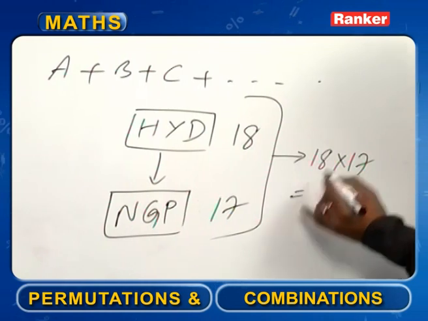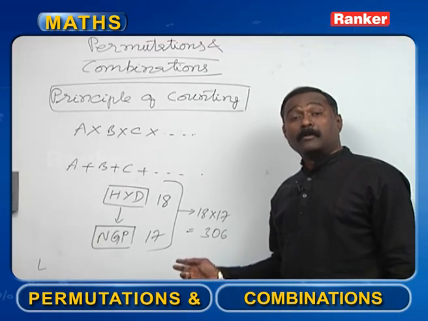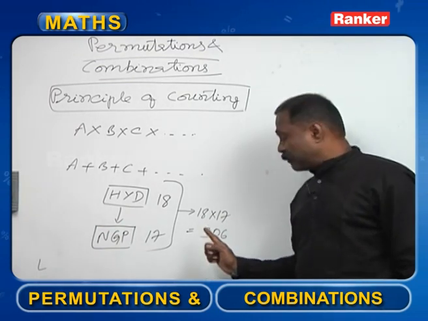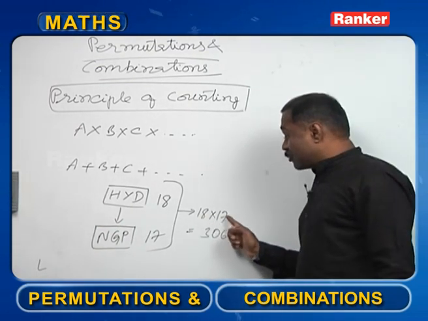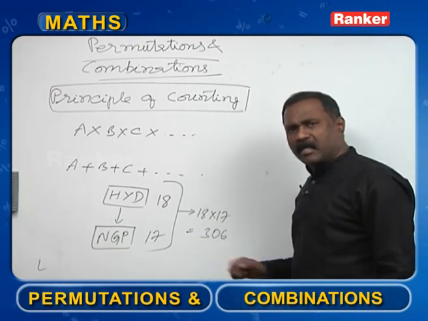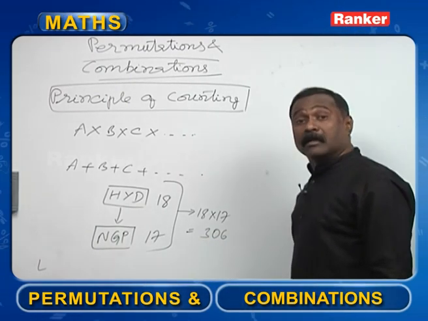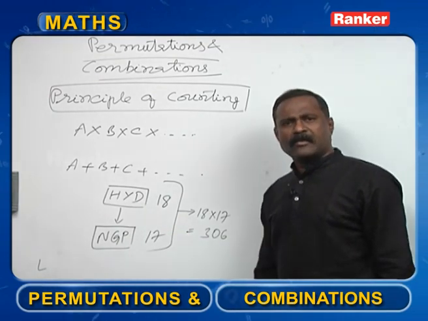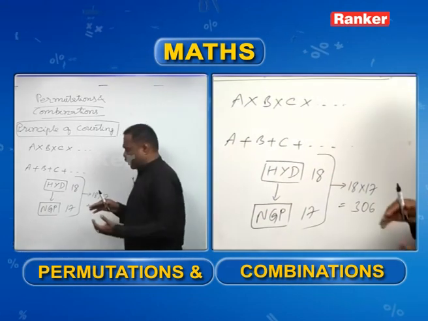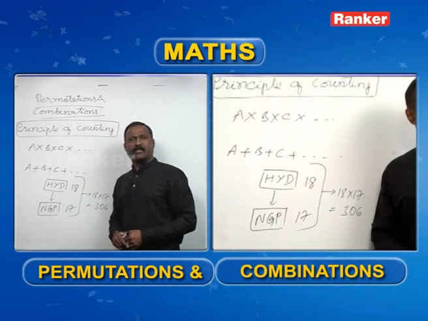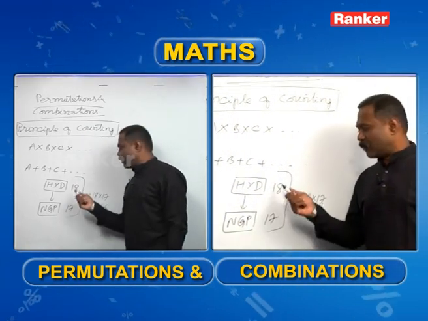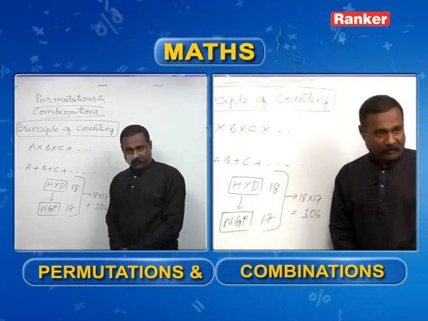So the number of second class railway tickets that are to be printed are 18 into 17, that is 306 tickets. So performing the first operation can be done in 18 ways. Second operation can be done in 17 different ways. These 2 operations, one after the other or simultaneously, can be performed in 18 into 17 different ways.